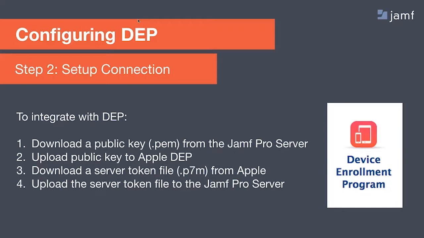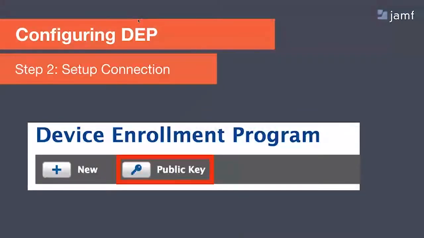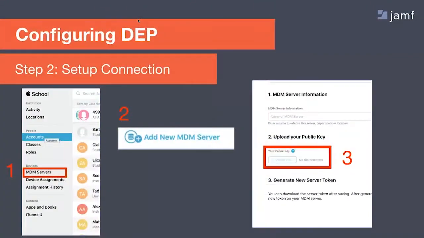When you go to that in your Jamf Pro server, you'll actually see this, which allows you to either create a new one or get the public key. Now, for the initial enrollment, you'll just need to get the public key to start with, and then we'll be taking that over to your Apple deployment website.